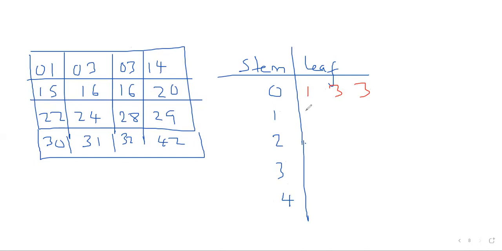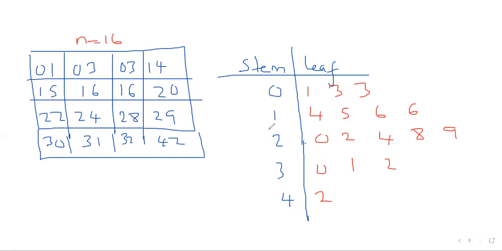On the ones, 1, 4, 1, 5, 1, 6, another 1, 6. On the 20s, 2, 0, what? 2, 2, 2, 4, 2, 8, 2, 9. The threes, 3, 0, 3, 1, 3, 2. The 40s, we have what? 2. Excellent. So this is what we call a stem and leaf diagram. So we have 1, 2, 3, 4, 1, 2, 3, 4.